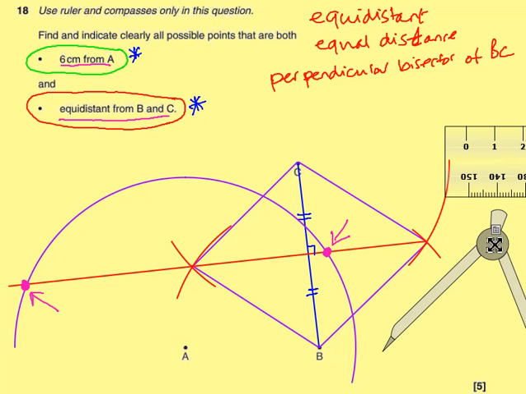Everywhere on the red line, everywhere on the purple line that I've drawn there, the curve where the two meet.